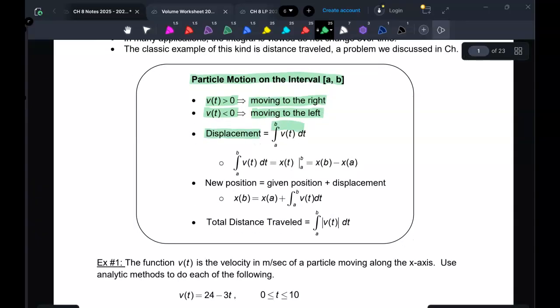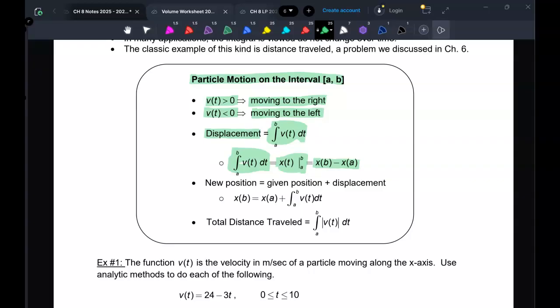Displacement is going to be the integral of the velocity function. Here's why. Displacement is the change in position, right? So if I take the integral of velocity, working backwards, I get the position function. The position function from A to B. So that's x of b minus x of a. All right, so these are one and the same.